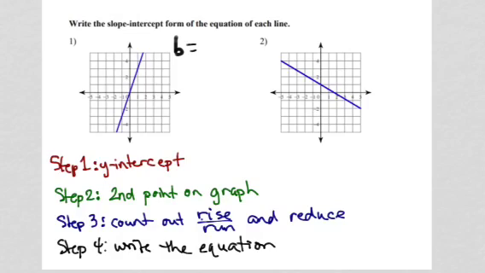So that b number in both of them, find that first. Now on this one here, that intercept happens to be at 0. On number 2 here, that y-intercept happens to be at positive 1.